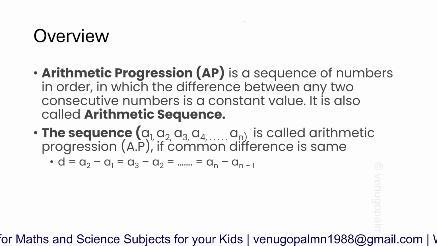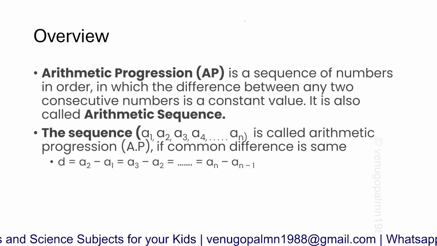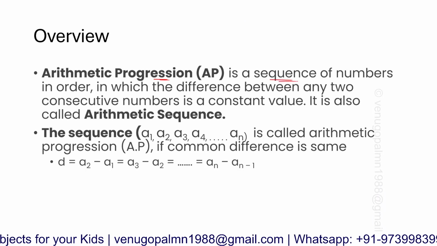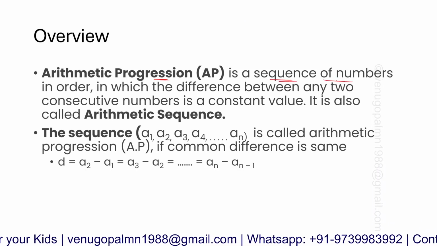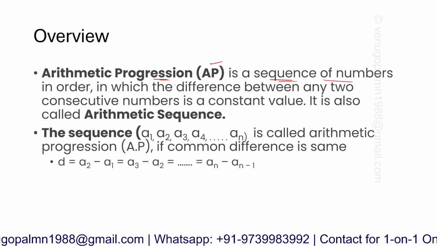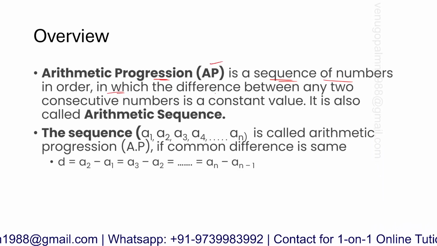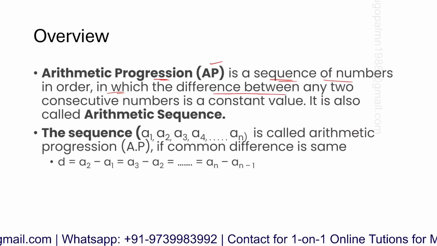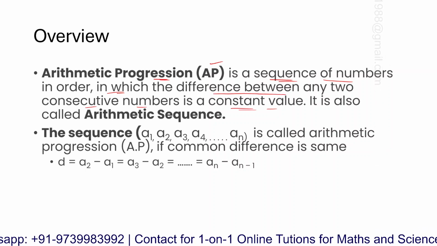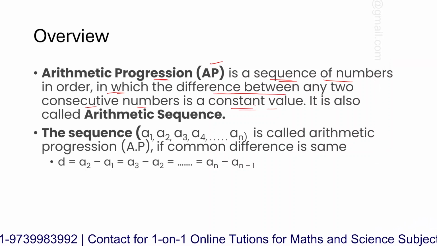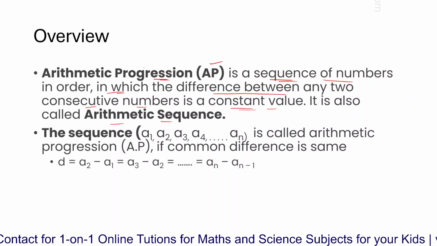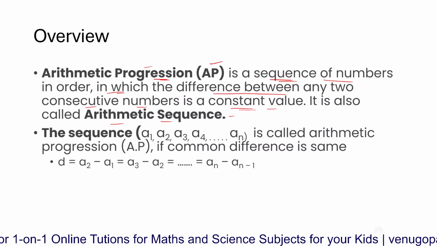So coming to the overview, arithmetic progression is a sequence of numbers. What exactly is an arithmetic progression? In short form, we call it AP. It is a sequence of numbers in which the difference between any two consecutive numbers is a constant value. It's also called an arithmetic sequence. Arithmetic progression and arithmetic sequence are one and the same.